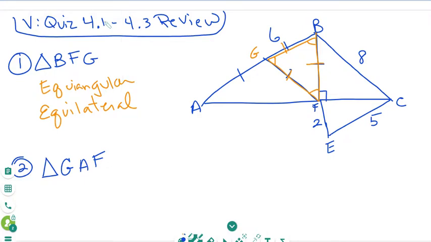Next, we're going to look at triangle GAF. So GAF, you'll notice that it has two sides that are congruent. That's going to make it isosceles. And all of the angles are less than 90 degrees, so it's going to be an acute isosceles triangle.